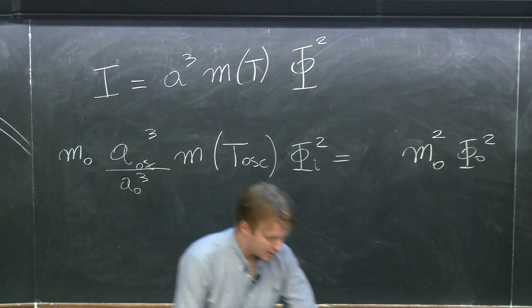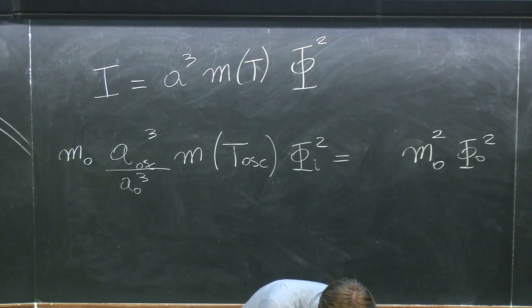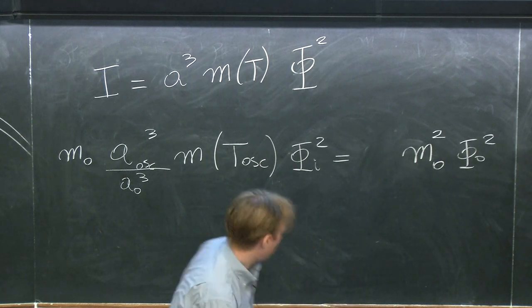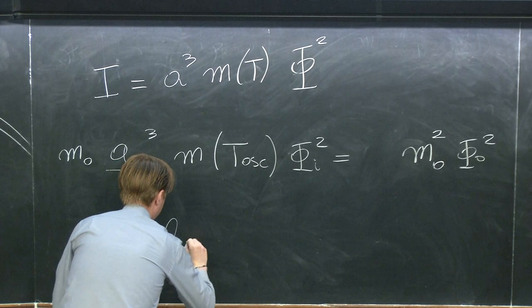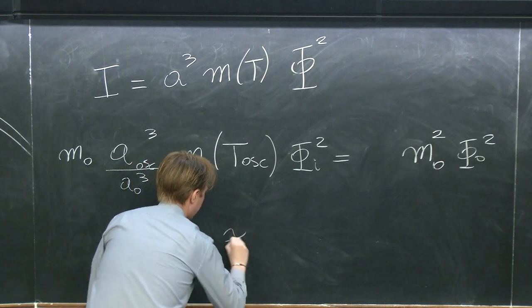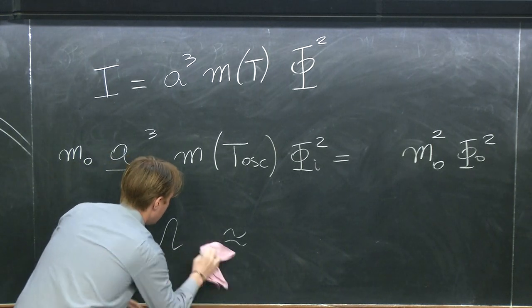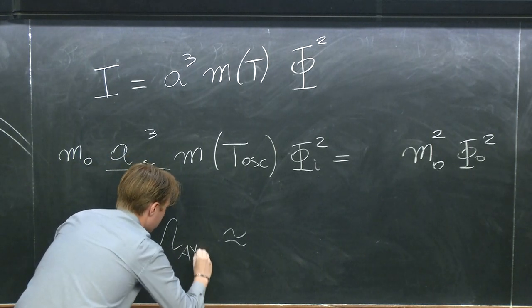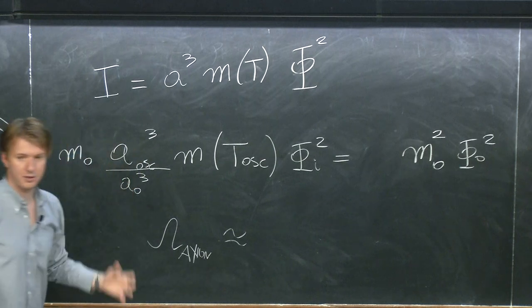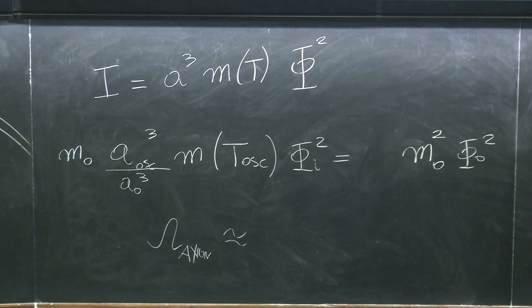And since I'm almost out of time, let me give you the answer, and I will comment on the answer. So you can compute, after a few trivial steps, the contribution of omega, let me call it omega axion. So this is the energy density stored in this oscillation of the field.